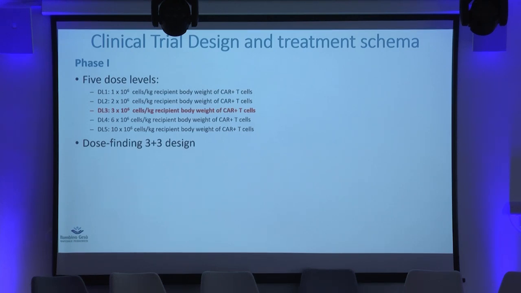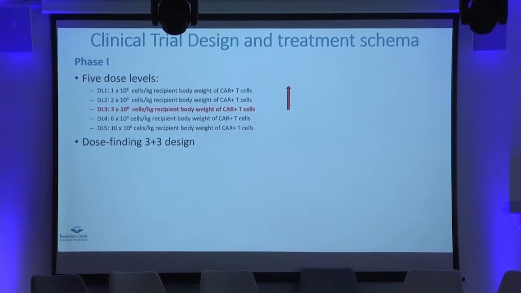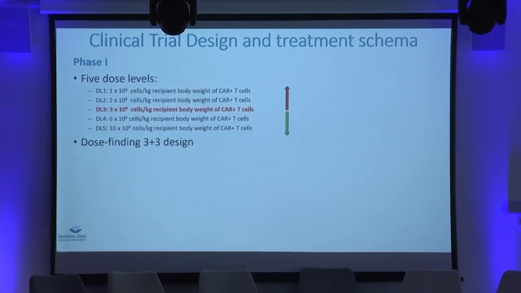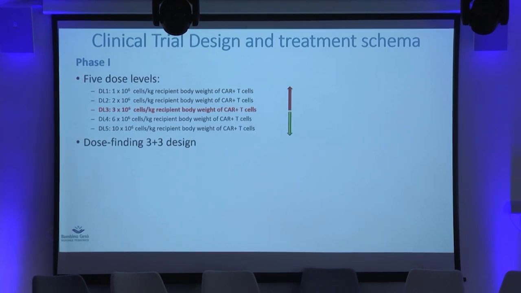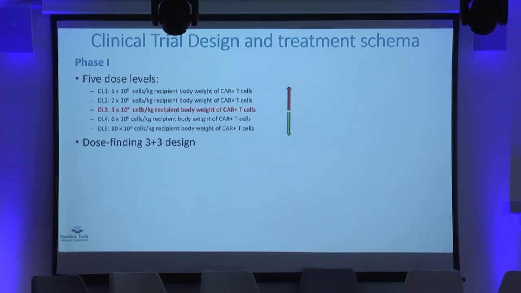And to find what is the right dose to give to our patients, we normally start with different designs of the study. We decided to start with a lower dose of 3 million CAR T cells per kg of recipient body weight, but we had the possibility of de-escalating down to 1 million in case we were observing too much toxicity, or escalating up to 10 million in case we didn't observe toxicity that we felt was more relevant than the efficacy of the treatment.